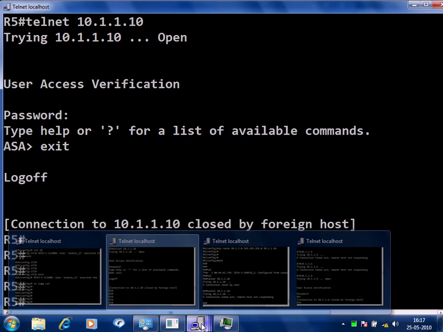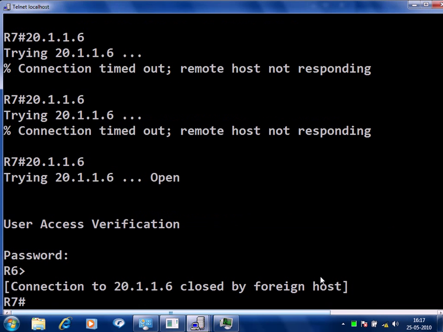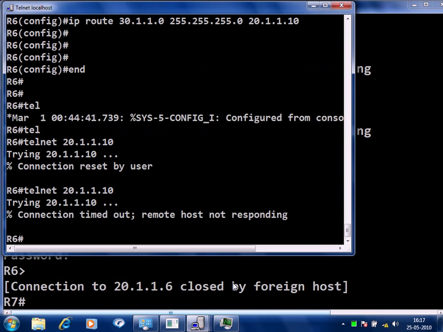Now, one more thing that I would like to show. So do SSH, that you have to do. SSH you have to do. Write it down, because it will take some thought on your part.